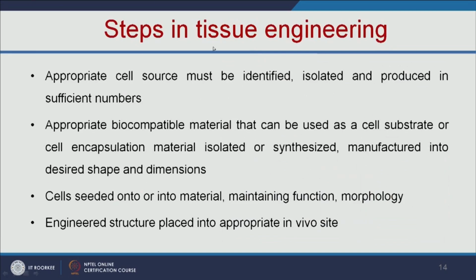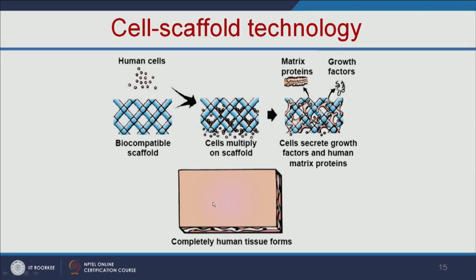So, let us see the steps in tissue engineering. First, you have to select the suitable cell source, then you have to select the suitable scaffold, then you add the cells on the scaffold and grow them. Once the cells are ready, you transplant them to the human body. This is a biocompatible scaffold; you can add the human cells and the cells multiply on the scaffold, and you can add growth factors or matrix proteins. Then the cells secrete growth factors and human matrix proteins, and it becomes complete human tissue.